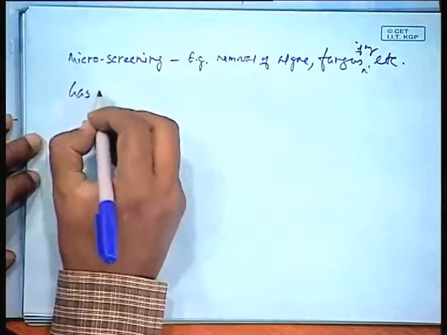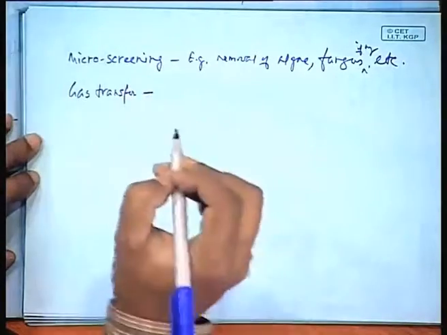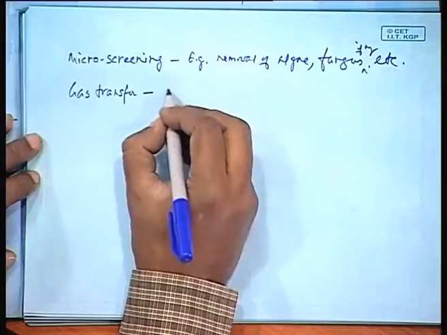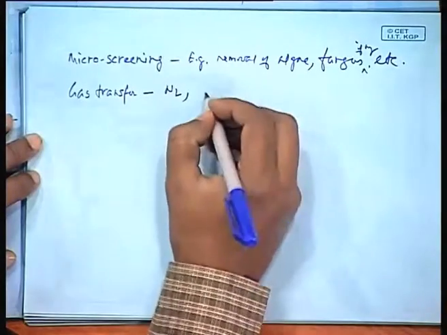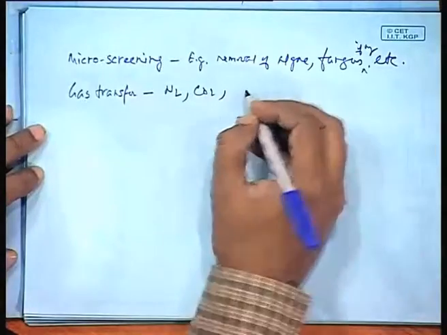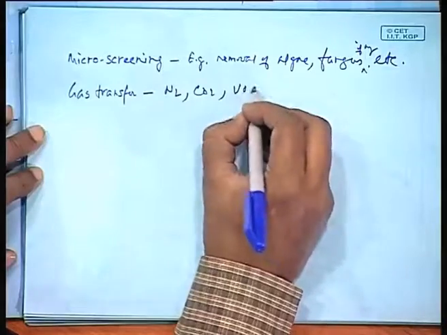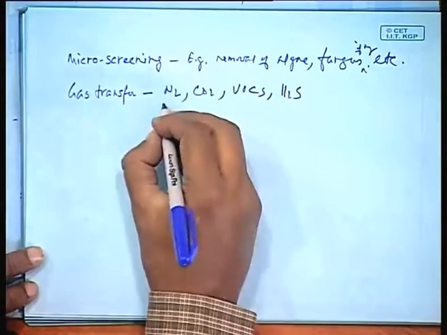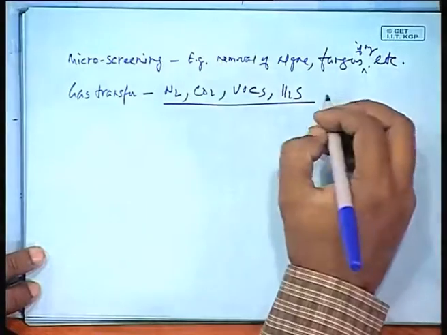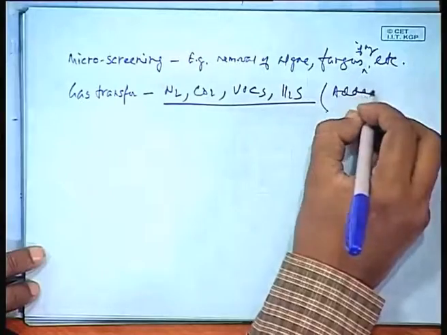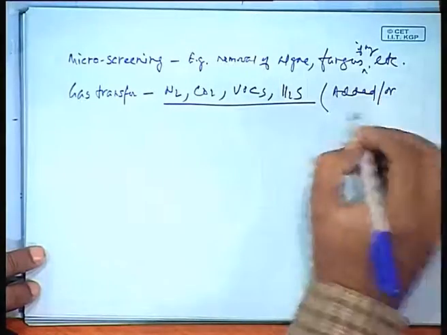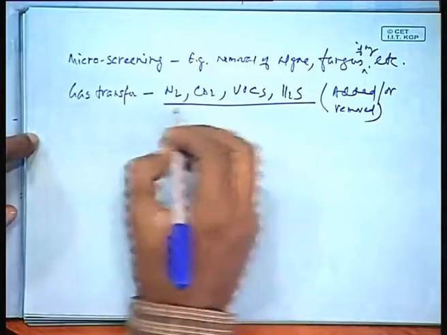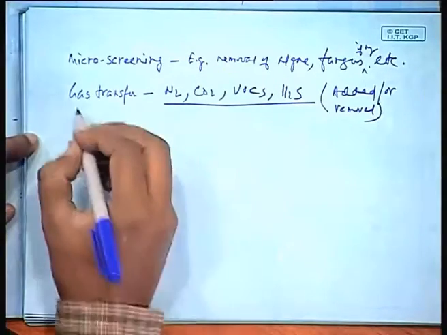Gas transfer. During the process of reactions, a number of gases are produced, gases like nitrogen and carbon dioxide. Also, a large quantity of organic VOCs and H2S are produced. So this gas has generally to be removed. Sometimes it has to be added or removed. Addition is also required. This is the gas transfer. Sometimes gas addition is required just to initiate a certain reaction.